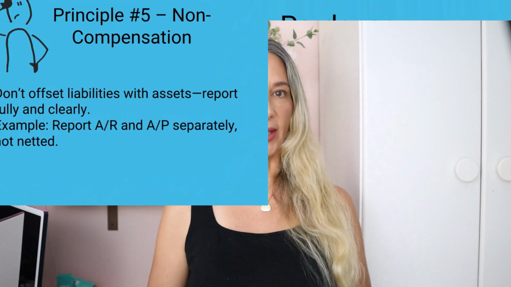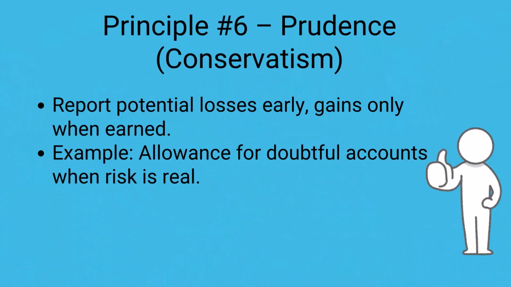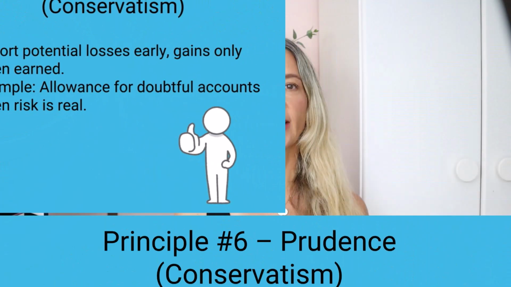Principle number 6, prudence. Conservatism. Don't overhype the numbers. This principle is about being careful, realistic, and grounded when reporting financial results. This principle says you should never overstate assets or income, and you shouldn't underestimate liabilities or expenses. The idea is to present a picture that leans slightly on the cautious side, especially when there's uncertainty involved. Think of it this way. If there is a potential risk or loss down the road, you plan for it now. But if there is a potential gain, you wait until it's actually earned. GAAP wants you to avoid wishful thinking when it comes to your financials.